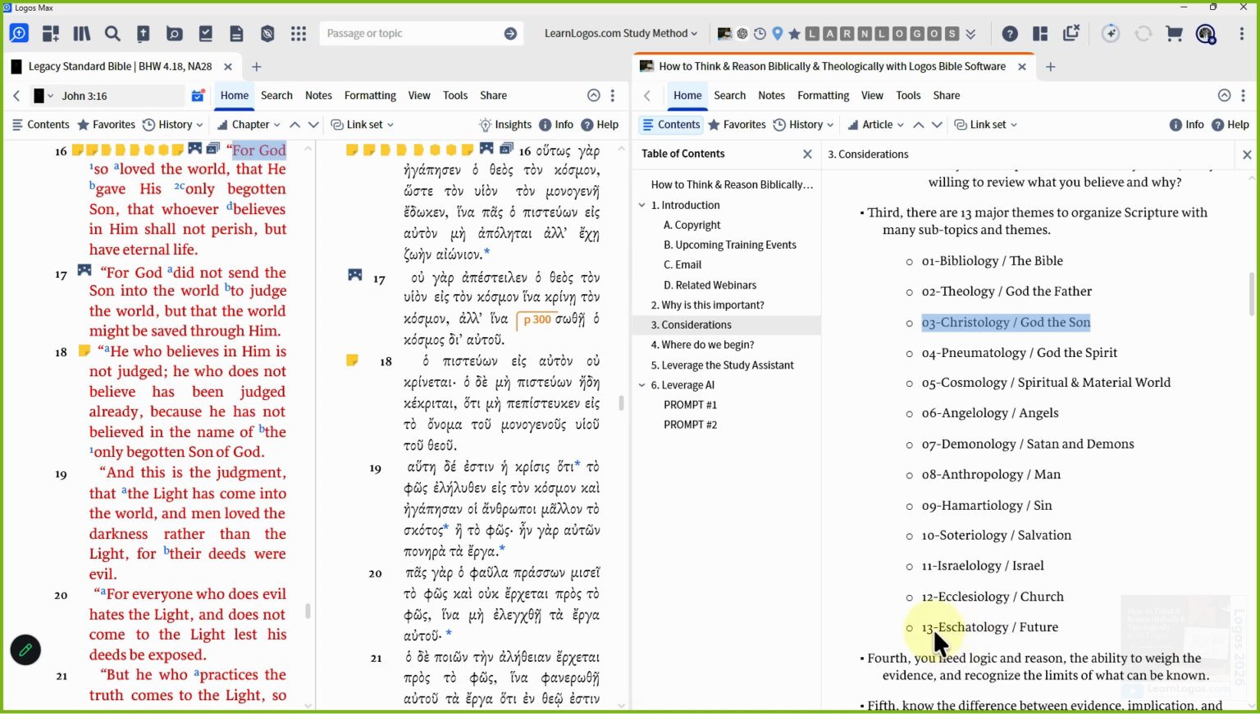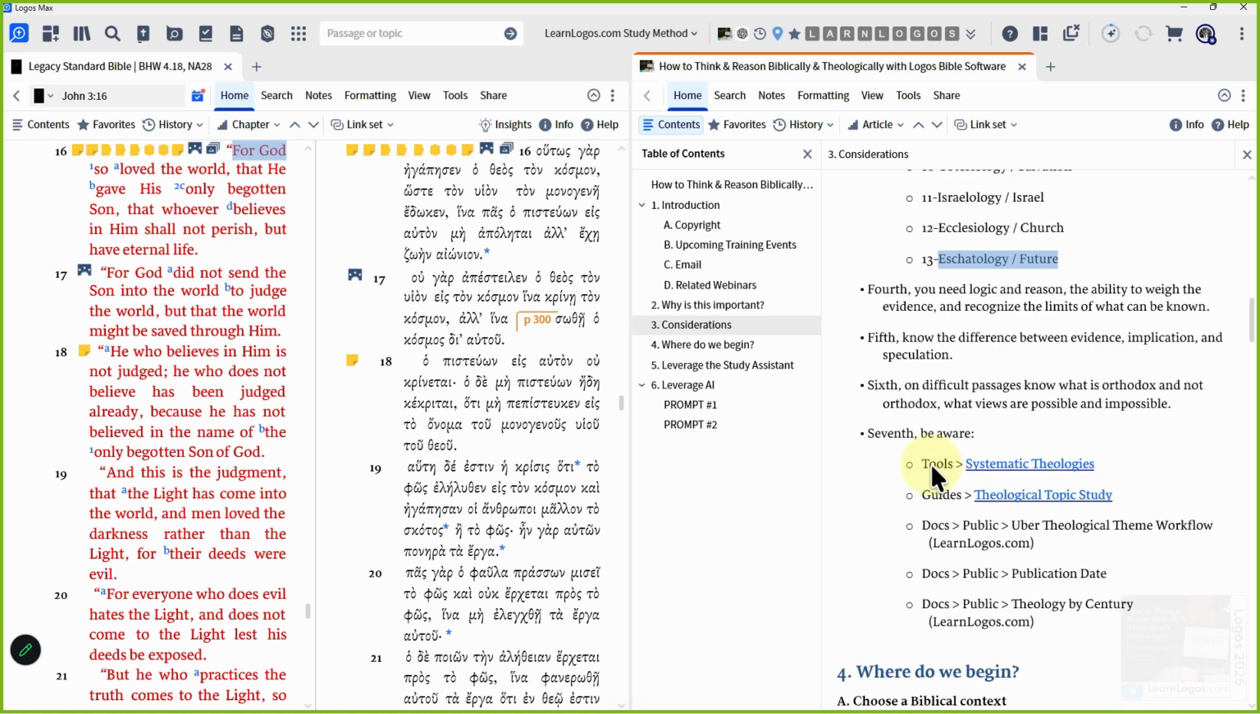And so now we have eschatology. So we have man, we have sin, which implies, we have salvation, and we have eschatology. All of these are just packed into this one verse. And if you understand these categories, these passages will just shine with truth. So such an important concept. All right. Next, fourth, you need logic and reason.